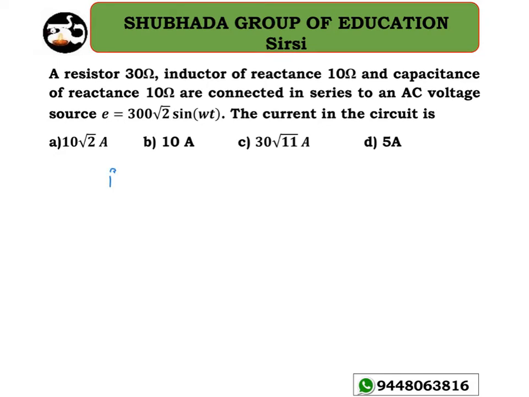We are expecting the RMS current: I RMS must be equal to V RMS divided by the impedance. Impedance in the sense the total resistance offered by the AC circuit. That's the reason it is called impedance.